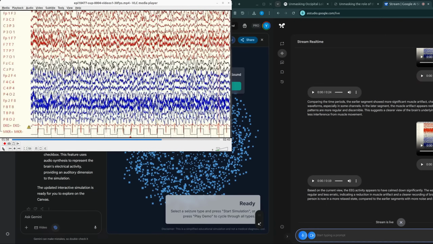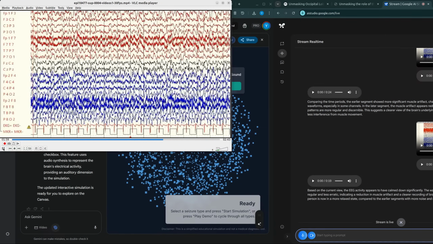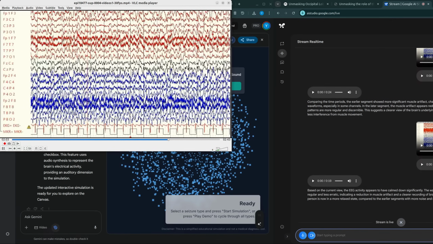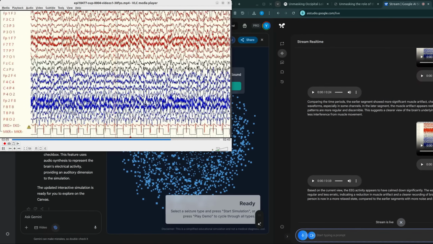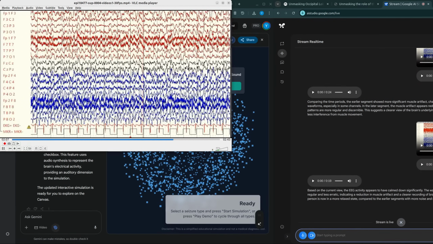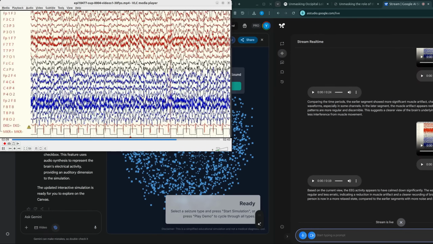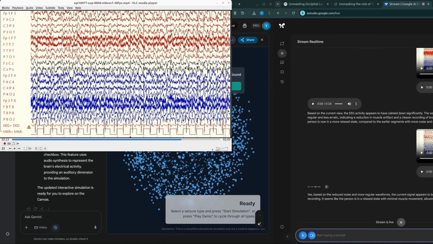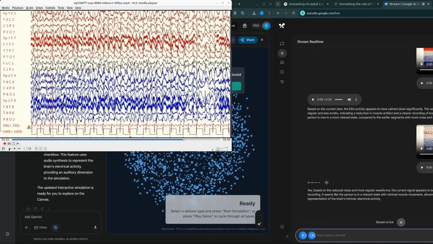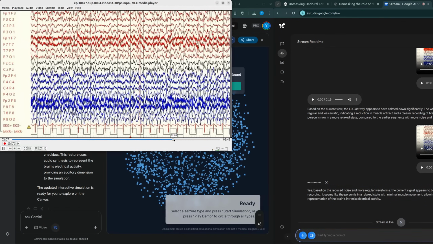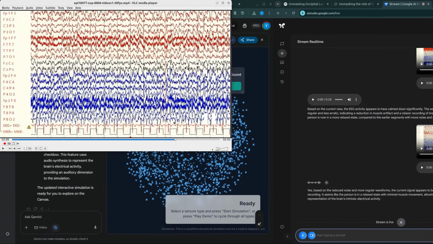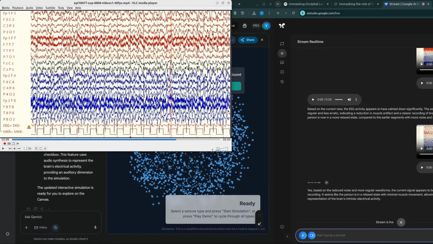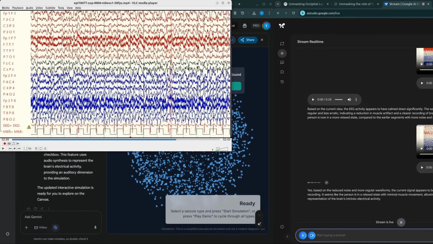Okay, except noise, is there anything else going on in the signal? Can you keep looking at it? And do you think it's baseline or not? Yes, based on the reduced noise and more regular waveforms, the current signal appears to be a much cleaner baseline recording. It seems like the person is in a relaxed state with minimal muscle movement, allowing for a clearer representation of the brain's intrinsic electrical activity.